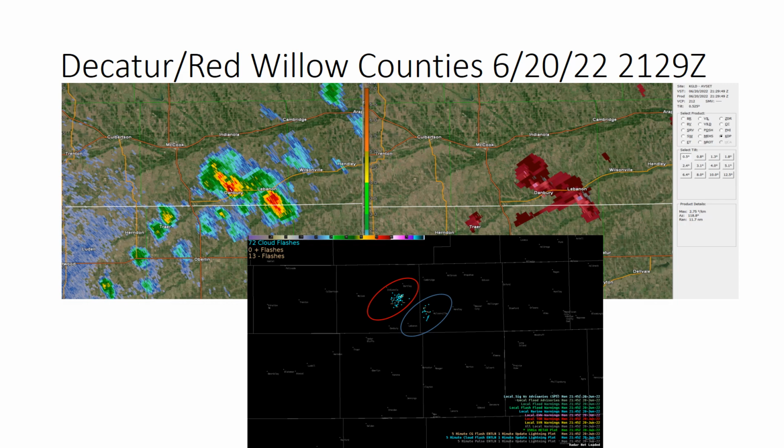Looking up at the main storm of interest now in southern Red Willow County, highlighted by the red circle, you can see there was a significant jump in lightning with that cell, and then perhaps a little bit of a KDP core beginning to develop to the north of Danbury.